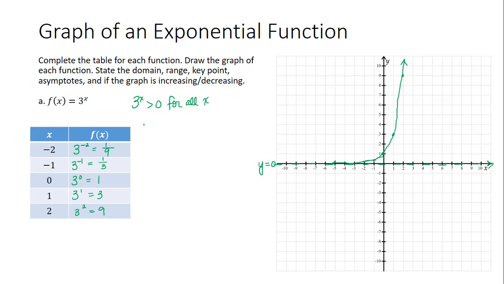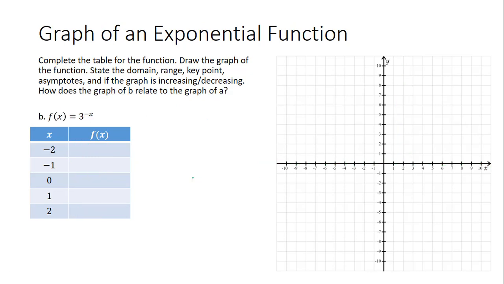The domain of this function, there are no restrictions on the values that I can replace x with, so the domain is all real numbers or -infinity to infinity. The range, as we just discussed, cannot be 0. It will never be a negative value. So the range is everything from 0 up to positive infinity or 0 to infinity. A key point on the graph of this function is the y-intercept, which is (0, 1). And the graph is an increasing function.